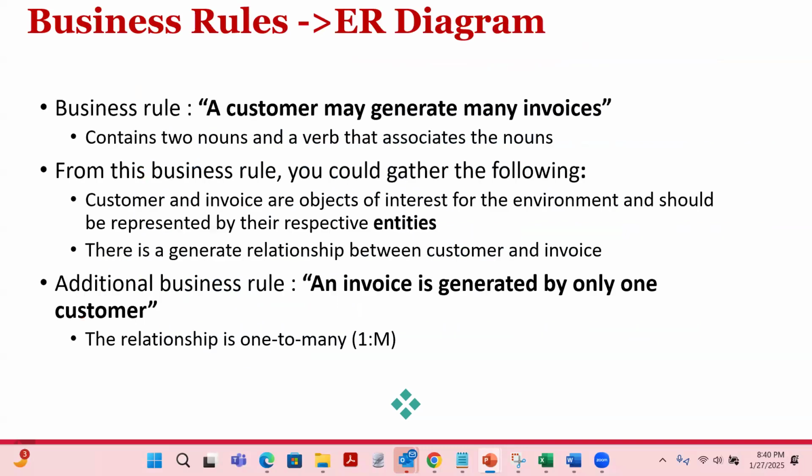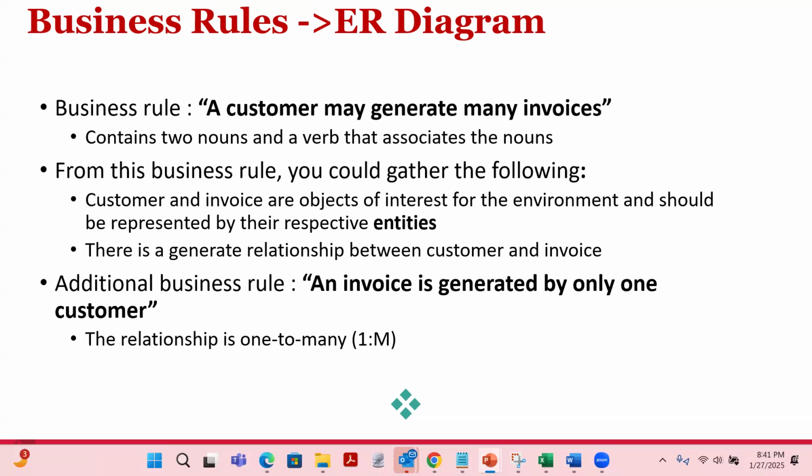All right. So let's look at how business rules are translated into entity relationship diagrams. For example, the business rule: a customer may generate invoices. Let's look at this sentence. This sentence contains two nouns and a verb that connects those two nouns together, right? Customer may generate many invoices. So customer and invoice, those are probably going to be entities.